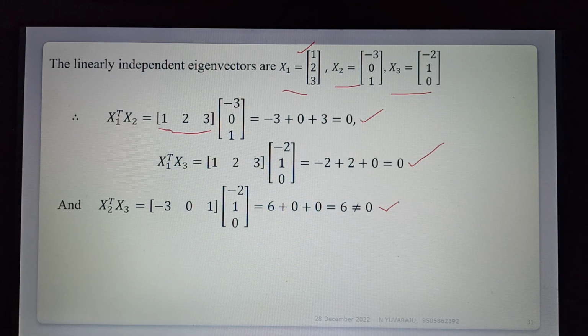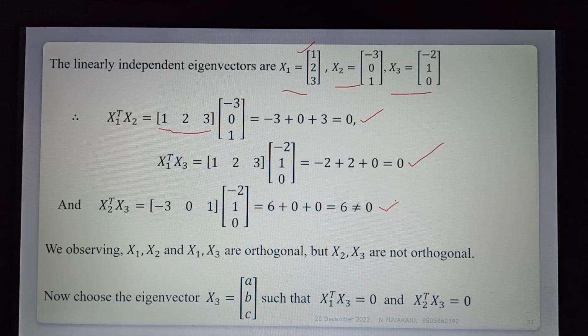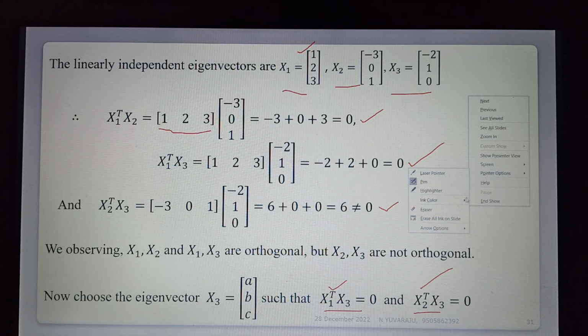So now we have to replace x2 or x3 and find the required orthogonal vector. Observing that x1, x2 and x1, x3 are orthogonal but x2, x3 are not, we choose to replace the eigenvector x3. We require an orthogonal vector. So assume x3 is the vector a, b, c such that x3 must be orthogonal to x1 and orthogonal to x2. Two equations must be satisfied by x3. Now finding the new eigenvector x3.